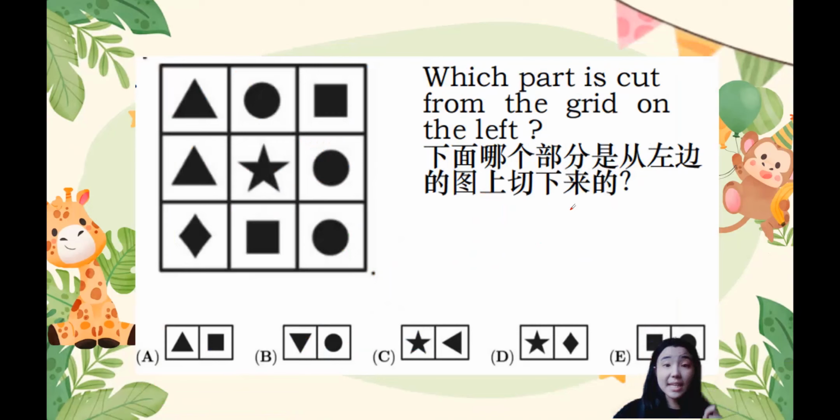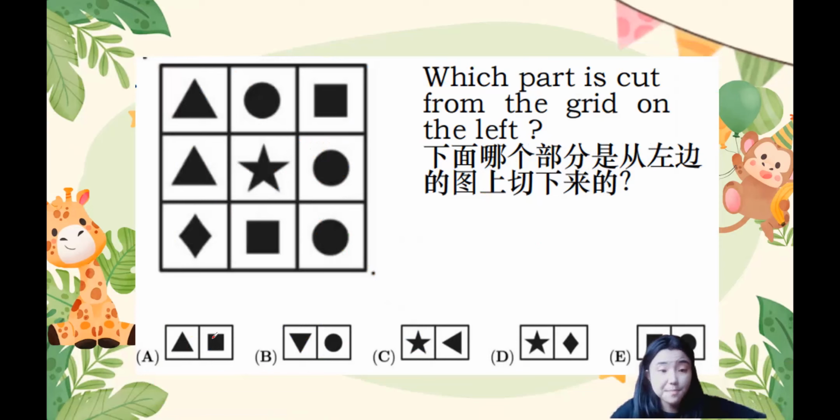Which part is cut from the grid on the left? Okay, 1, 2, 3, 4, 5, 6, 7, 8, 9. There are 9 shapes in the grid. We want to know which parts are cut. So if they are cut from the grid, they have to be close to each other. So we have to find this part in the grid.